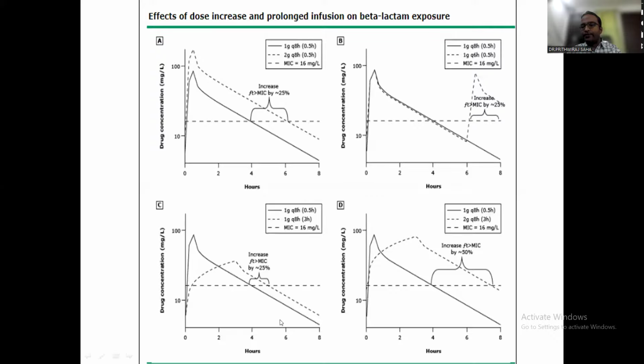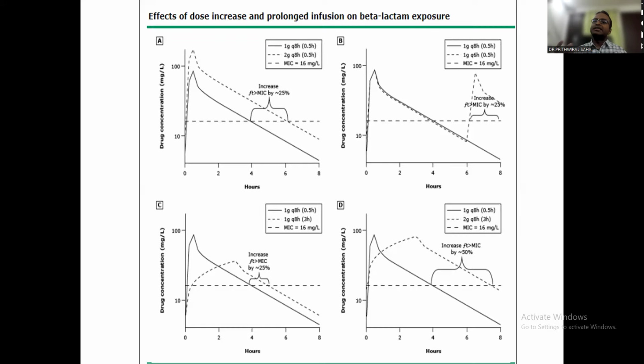Now, see the beauty. If you are increasing the dose also and you are giving an infusion, you are 25 plus 25, you are increasing the time above. Now the graph becomes this because you are increasing the concentration, but you are giving infusion. So it is not rising as much. It has risen in the first graph, but it is almost rising up to the bolus administration of 1 gram. And it is coming down slowly. So there is an increase of 50% above the MIC. So the percentage of time above the MIC is increased almost up to 50%.